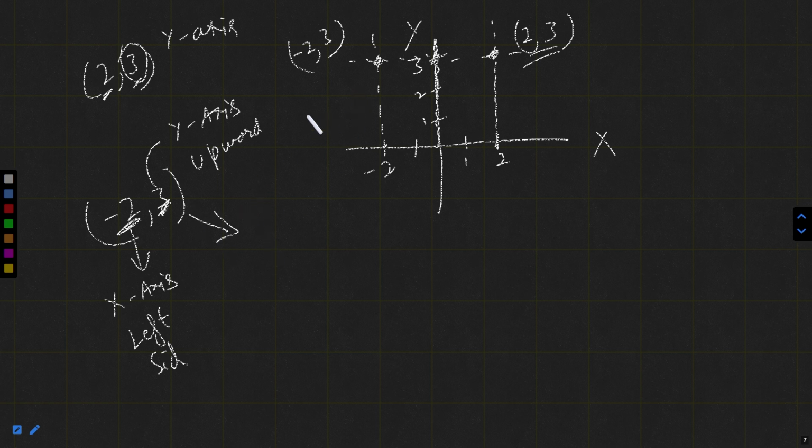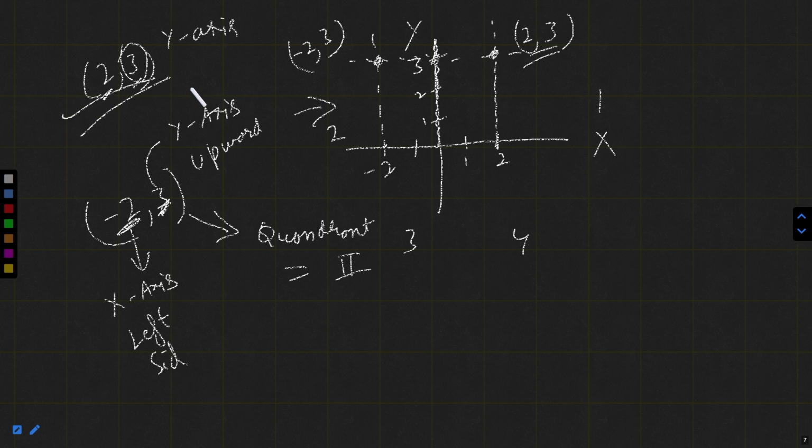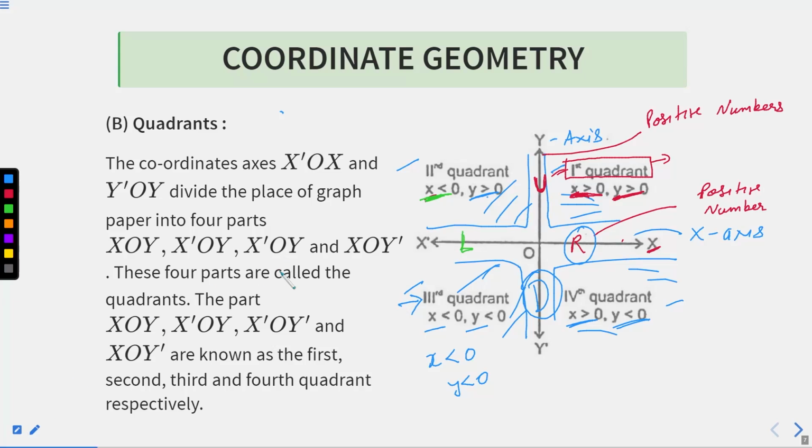So what is this quadrant name? The quadrant it lies in is the second quadrant, because first, second, third, fourth quadrant, and this point lies in the second quadrant. So questions like quadrants come in an exam. Okay, clear?